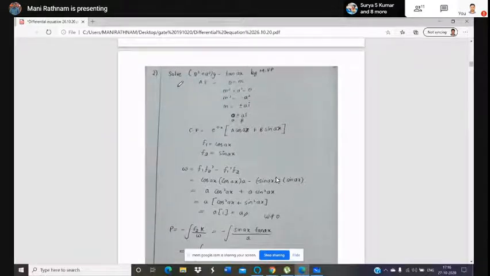And next, one more problem we have to discuss in this topic. Solve D square plus a square of y equal to tan ax. D square plus a square of y equal to tan ax.